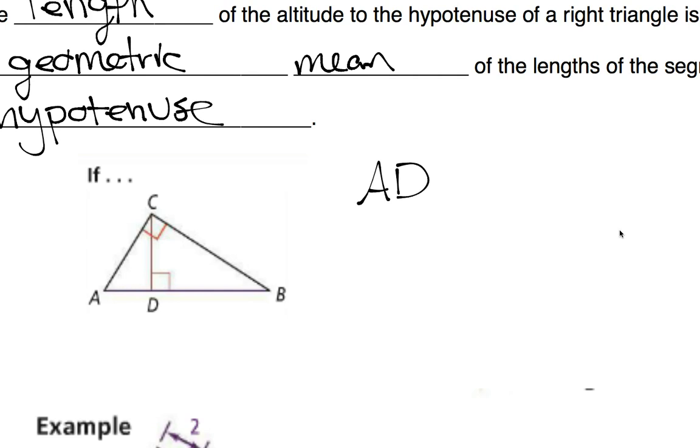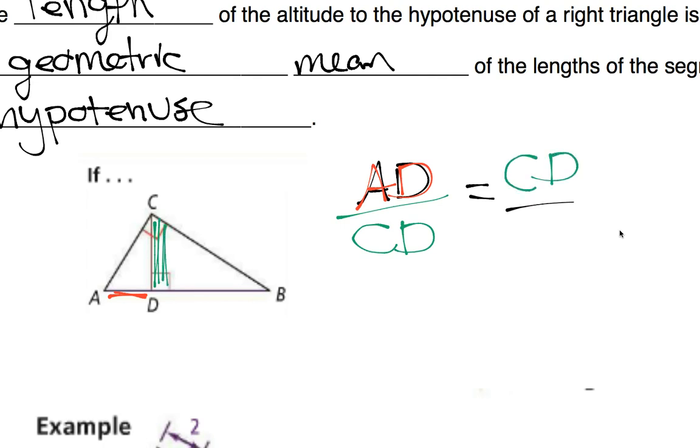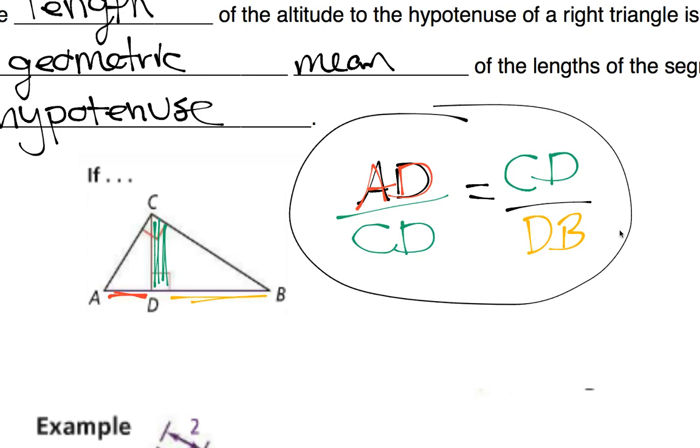So AD over CD equals CD over DB. This proportion is going to be the one that shows up with a lot of algebraic work.